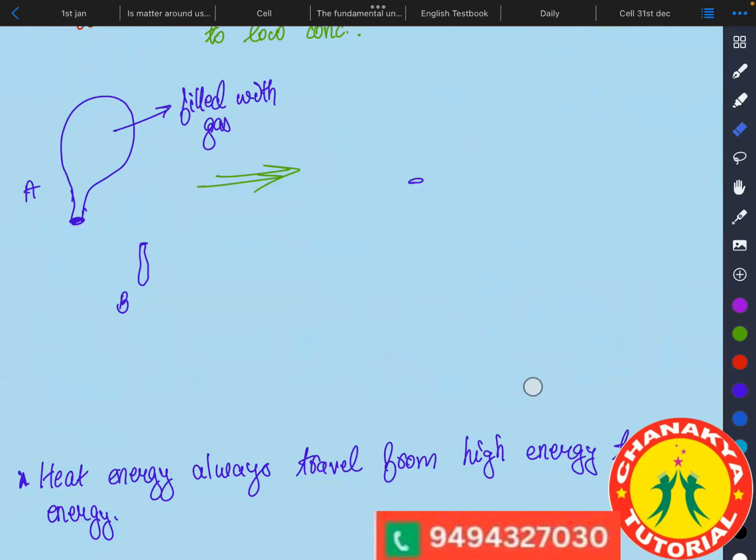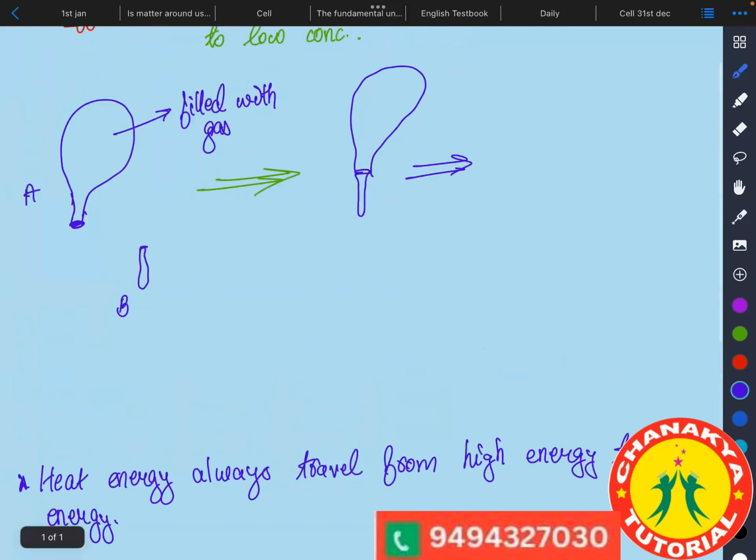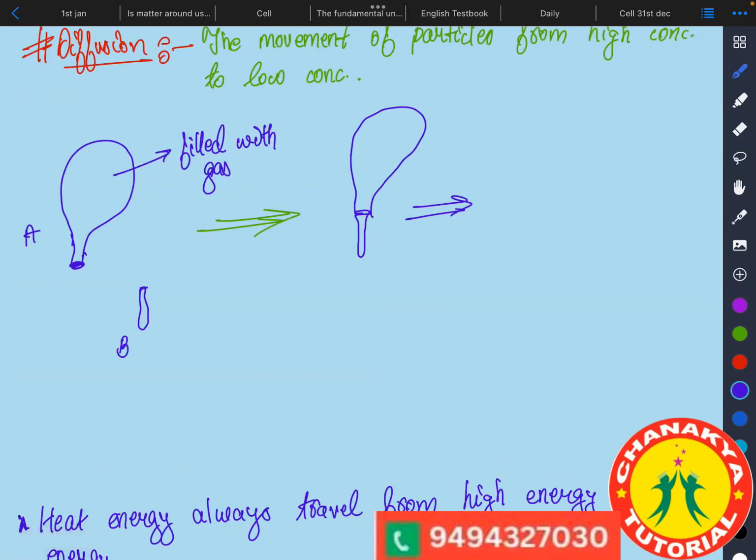So if I attach both of these balloons, I have attached this bigger balloon and I have attached the smaller balloon. After some time, what will happen? Can you tell me? The amount of air will be distributed equally among the balloons. Okay, very good. If this balloon is like this, the other balloon will also be almost like this.